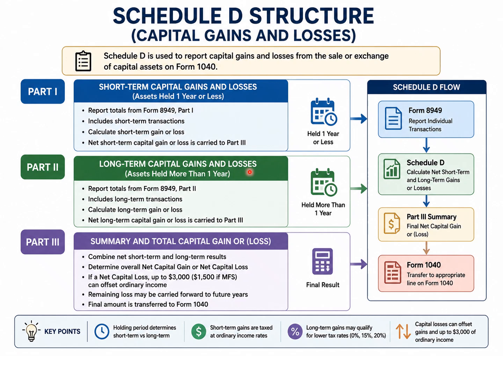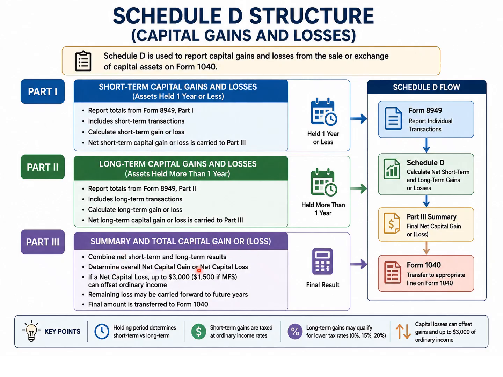Part 2 is long-term capital gains and losses on assets held for more than 1 year. It reports the total from Form 8949 Part 2, which includes long-term capital transactions, and calculates the long-term capital gain. The net information flows into Part 3. And Part 3 is the summary and the total of the capital gain and loss.